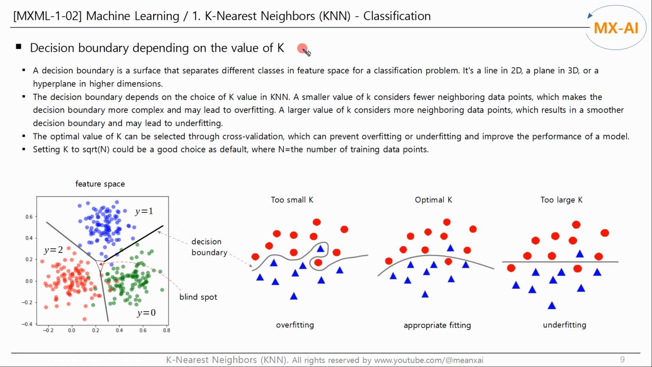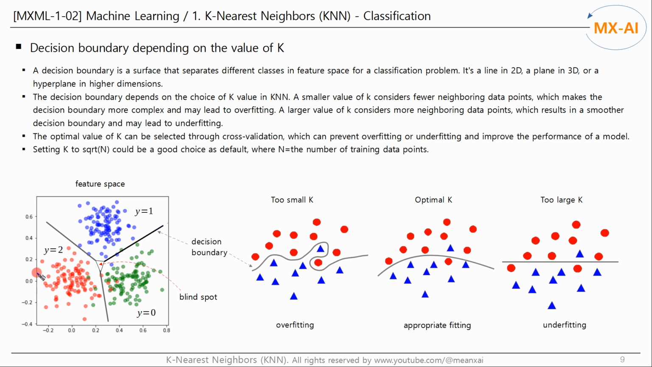Next, let's look at the decision boundary depending on the value of K. A decision boundary is a surface that separates different classes in feature space for a classification problem. In 2 dimensions, it is a line, in 3 dimensions, it is a plane, and in higher dimensions, it is a hyperplane.